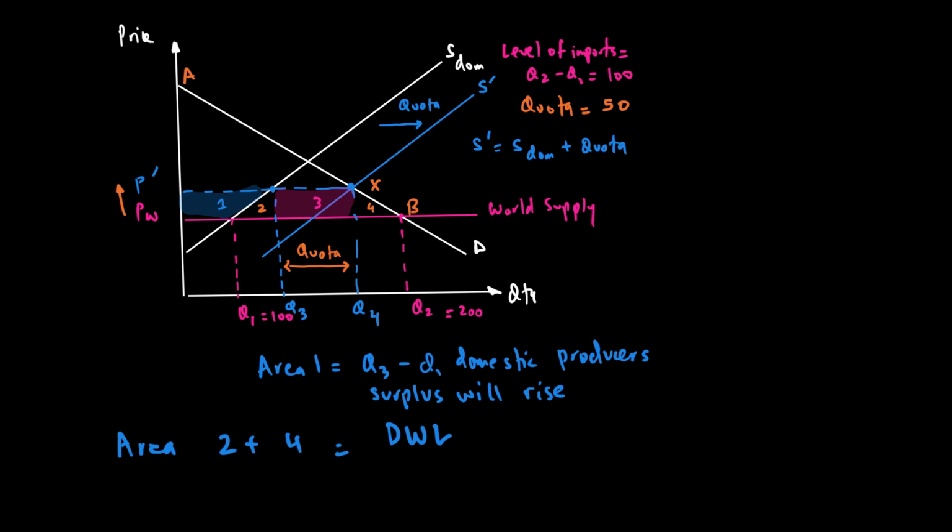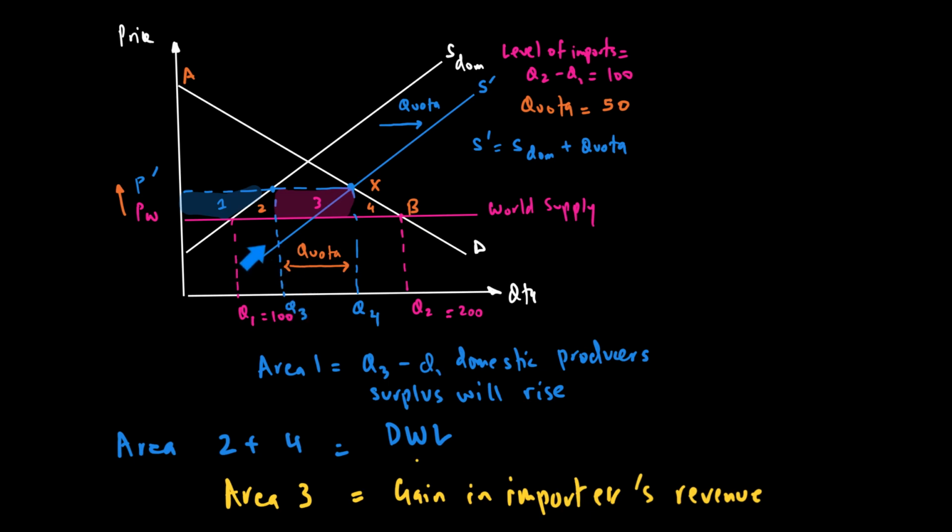What is different, and more importantly to understand, is area 3. Area 3 we call the gain in importers' revenue. Who are these importers? Area 3 now goes to importers who are importing this quota. While the world sells this good for PW, in our country the price is P dash, and this extra price is what these importers get. So importers also gain in terms of area 3.